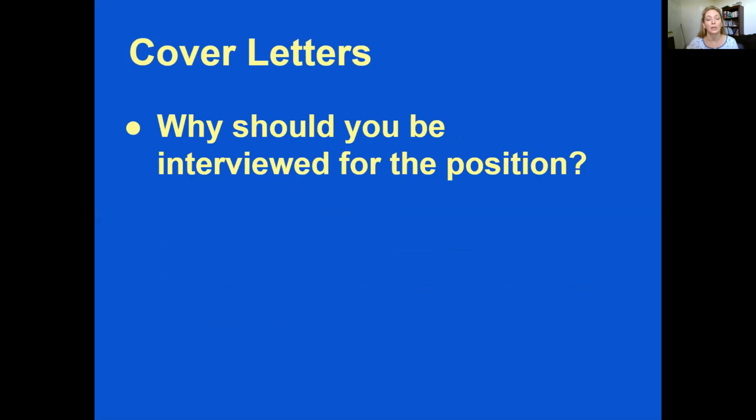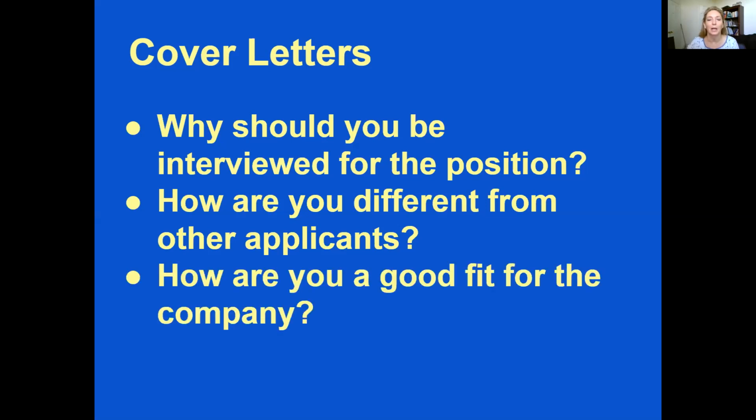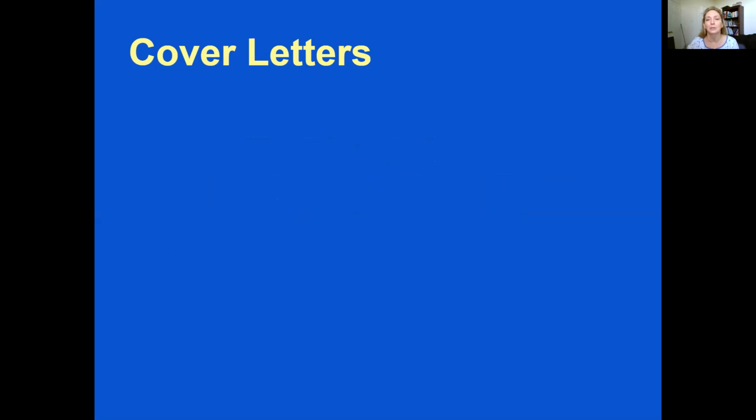With cover letters, you basically need to answer some questions throughout the letter, and that is, why should you be interviewed for the position? What's so special about you? Tell the employer that. How are you different from the other applicants? Why you and not the other people that have applied? How are you a good fit for this company? Give us the answers to those questions through the overall gist of your document.